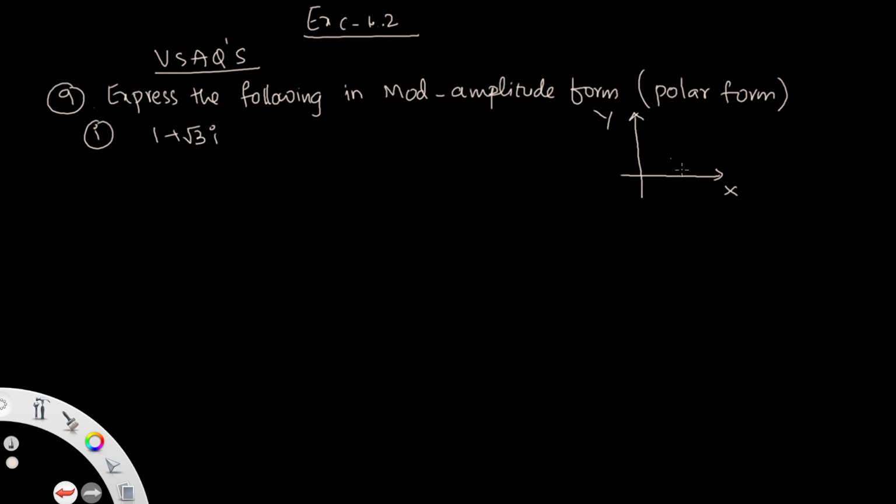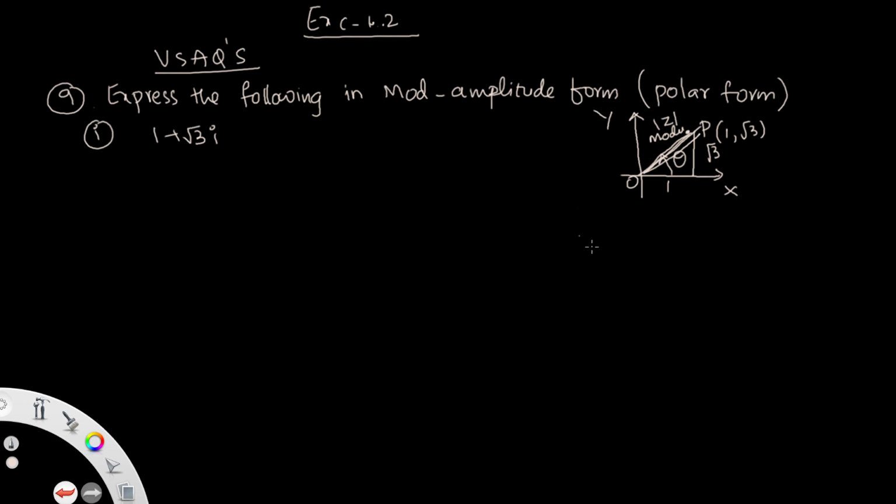The point is 1 comma root 3, and this is the origin. The distance between the origin and the point is the modulus; this is 1 unit and this is root 3 units. The angle made with the x-axis is denoted by amplitude. The distance is called the modulus, denoted by mod z. Theta is the amplitude, the angle made by the given point with the positive x-axis. That is the modulus amplitude form.